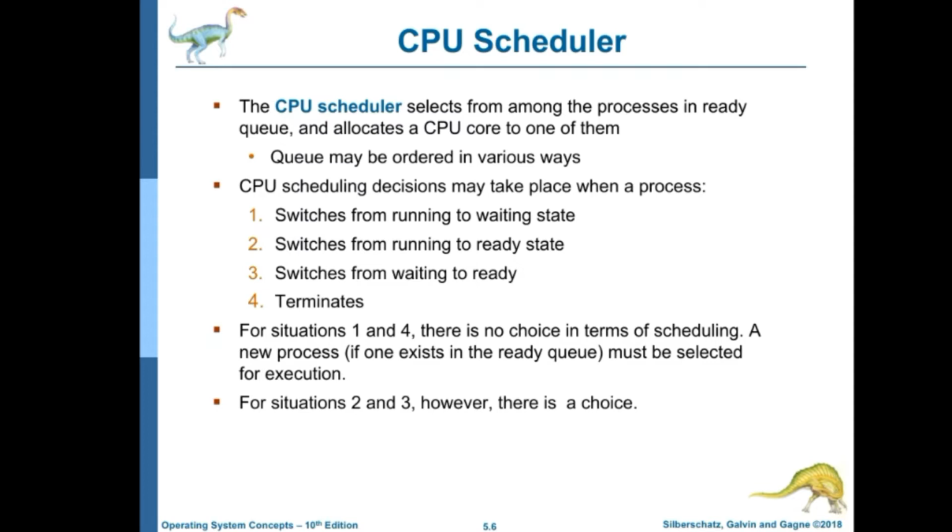CPU scheduling decisions may take place when a process, first, switches from running to waiting state; second, switches from running to ready state; third, switches from waiting to ready; and fourth, terminates. For situations 1 and 4, there is no choice in terms of scheduling. A new process, if one exists in the ready queue, must be selected for execution. For situations 2 and 3, however, there is a choice.